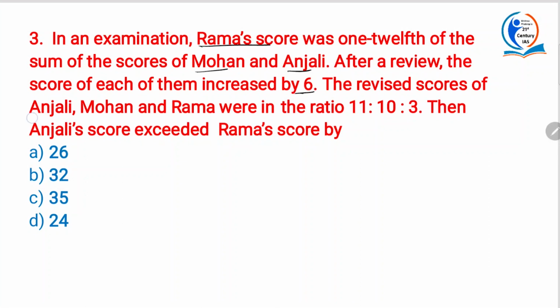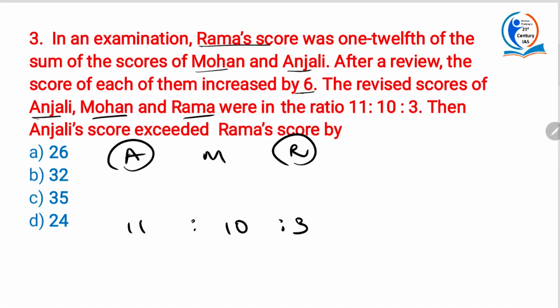The revised scores of Anjali, Mohan and Rama were in the ratio 11:10:3. Then Anjali's score exceeded Rama's score by how much? So, these are the ratio of new scores. If the common constant, that is k, if you assume it to be k, or x or anything, then the absolute numbers will be 11k, 10k and 3k.